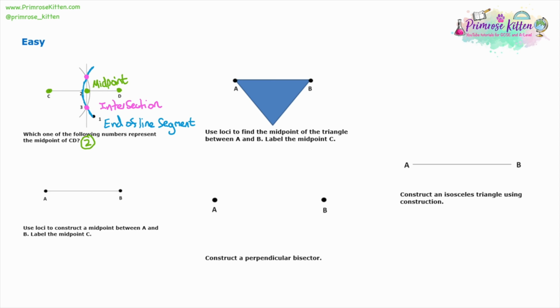For question 2, we have to talk about something called a loci. Now, loci is really simple. All it means is equal distance. So how does that apply to question 2? Use loci to construct a midpoint between A and B.